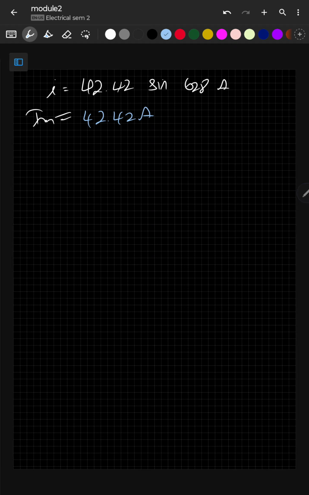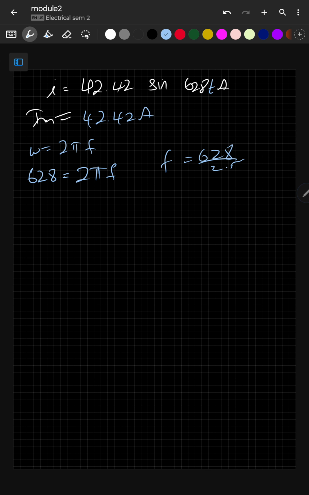Now again a few questions. The equation of an alternating current is given by I equals 42.42 sin 628t amperes. Calculate the maximum value. As we see, the maximum value is 42.42 ampere. Frequency: this is in the form sine omega t. Omega equals 2 pi f, so 628 equals 2 pi f, and f equals 628 by 2 pi.